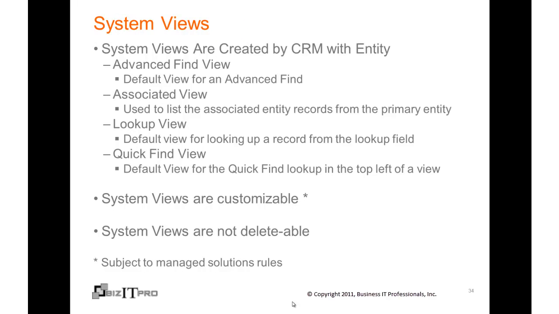System views. System views are created by CRM with the entity. They involve the following: the advanced find view, which is a default view for an advanced find that's not started from another view. The associated view. It's used to list the associated entity records from the primary entity. When you click on the nav pane to go to an associated entity, this would be the view that you would see.